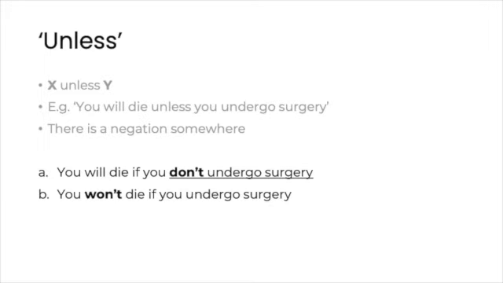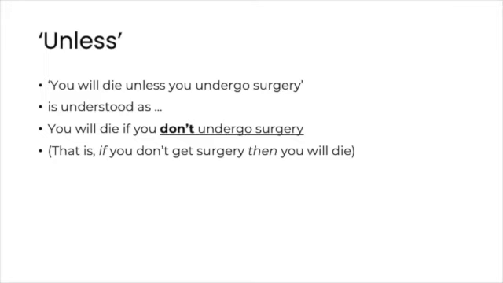What the doctor means, suppose it's a doctor saying this, is that undergoing surgery will give you a fighting chance. This means that if the doctor says you will die unless you undergo surgery, and then you actually undergo surgery but also die, your family will have no grounds for suing the doctor. Thus, you will die unless you undergo surgery is understood as you will die if you don't undergo surgery. That is, if you don't get surgery, then you die.